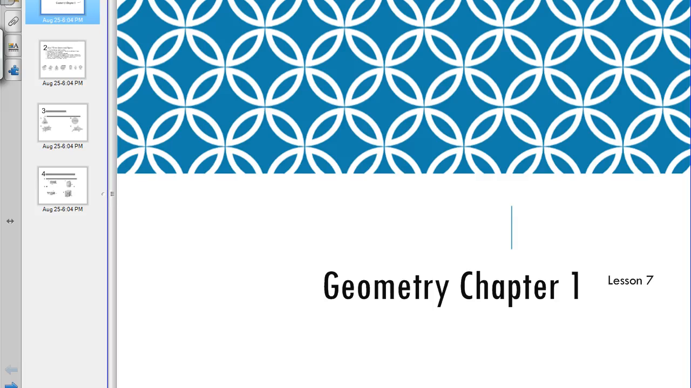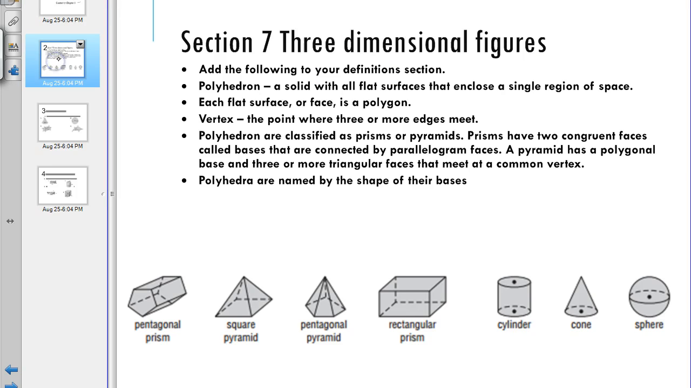Hey guys, this is Coach Lowe, and we're talking a little three-dimensional figures today. Chapter 1, Lesson 7, last one of the chapter, and then we'll wrap up with a test. So three-dimensional figures, add these to your definition section.